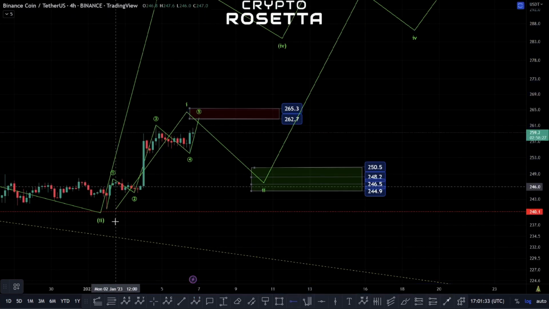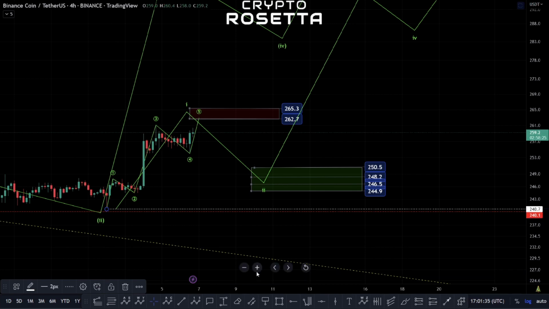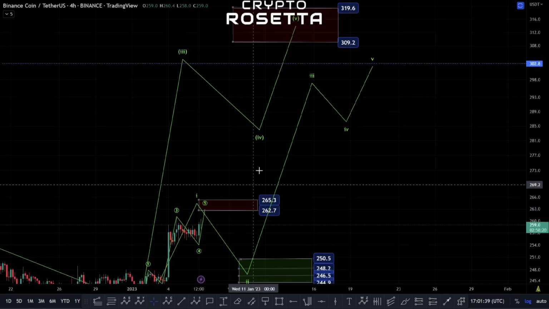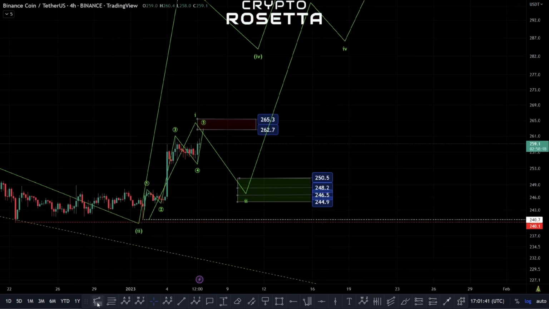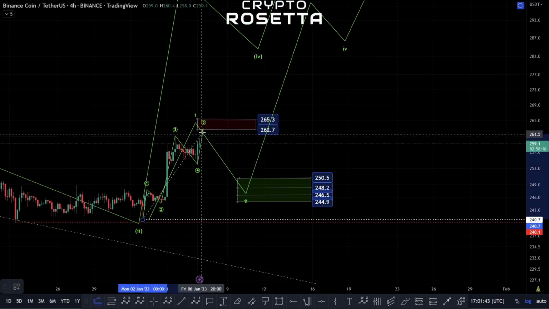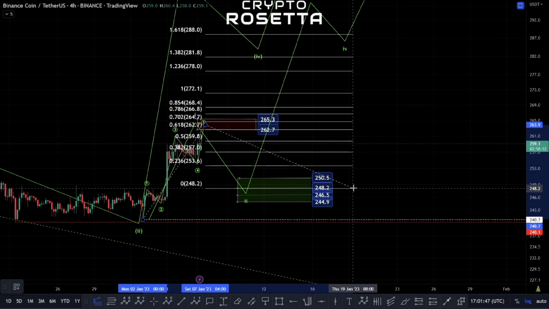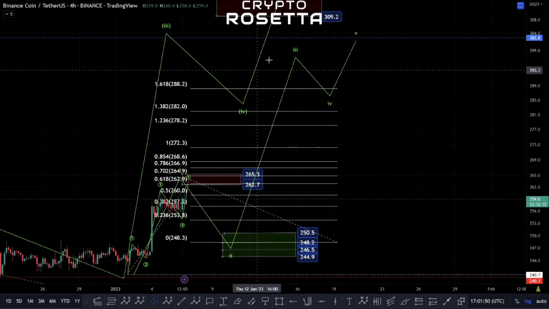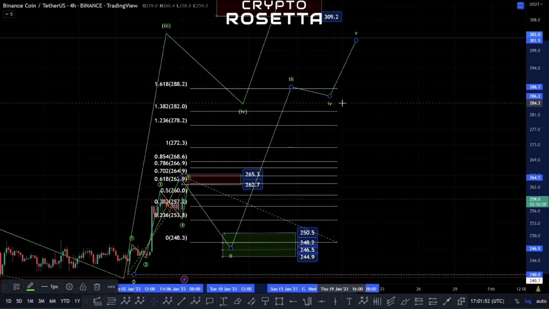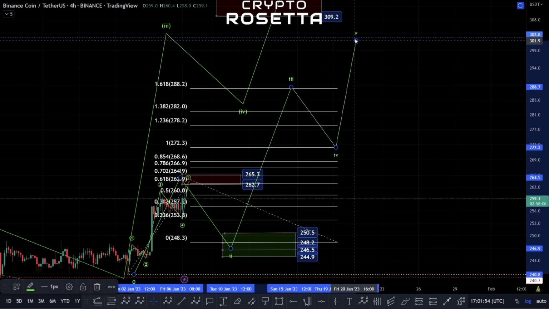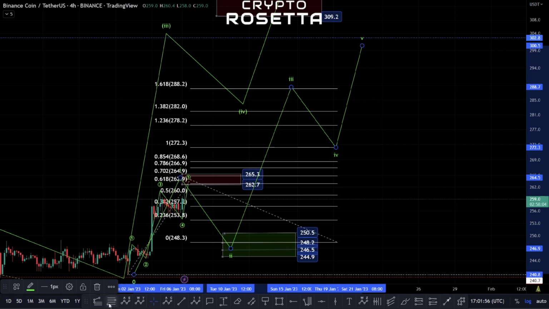Losing this low point here at 240.7 would invalidate the potential of having a bigger 5-wave move to the upside here. And what we'd be looking for potentially as a target area, if we move up into this red box area, we potentially move back down, test this 0.618. This would then become a wave 3. This would become 4, and then we'd be looking for this 5th wave to the upside.